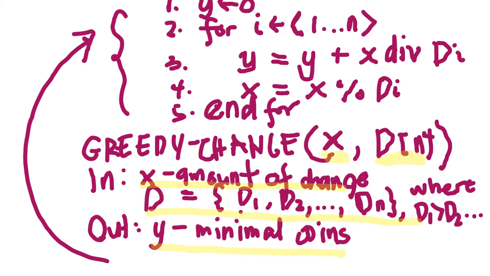And for the first part of our algorithm, we simply initialize the minimal count to 0, and then we loop through all the coin denominations and count with respect to integer division for every coin denomination. And we will update the change by simply getting the modulo. And that's it. So that's the solution for the problem.